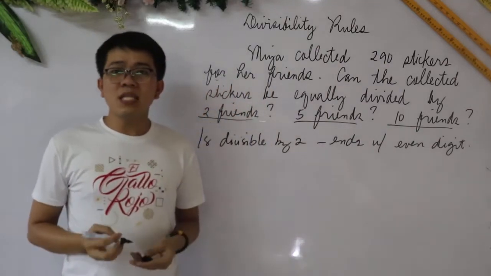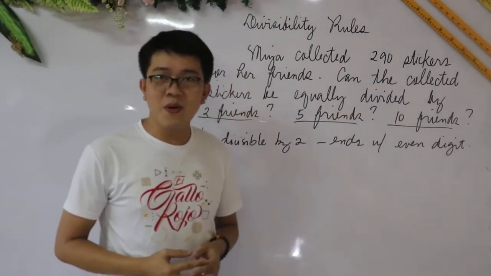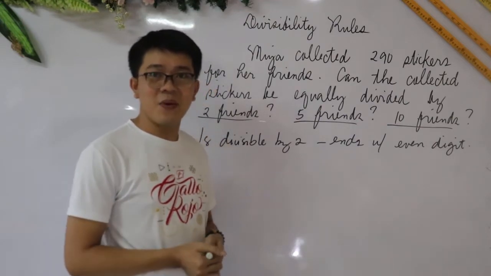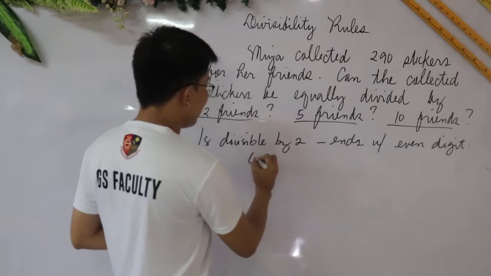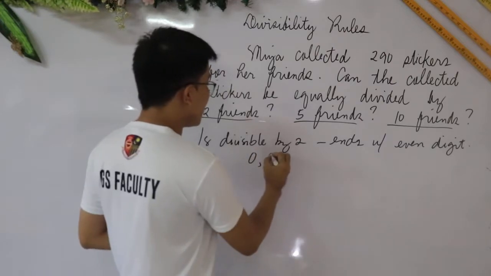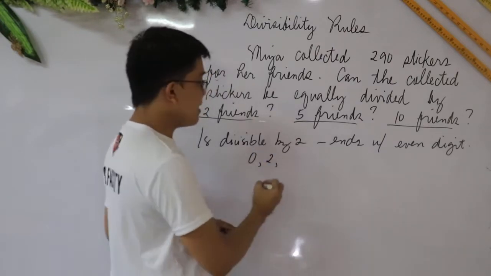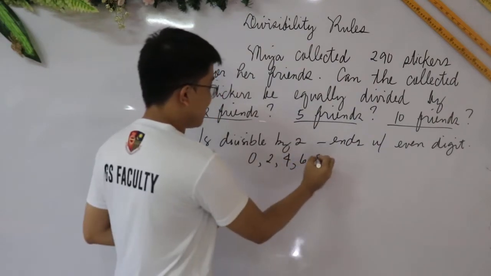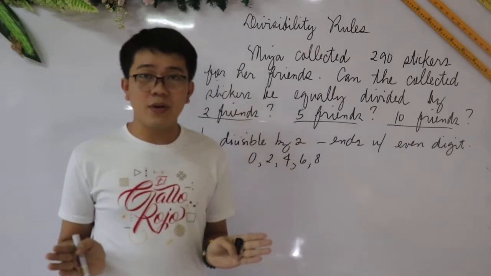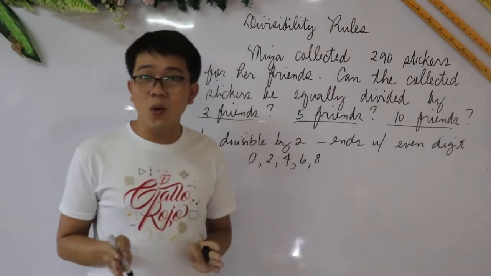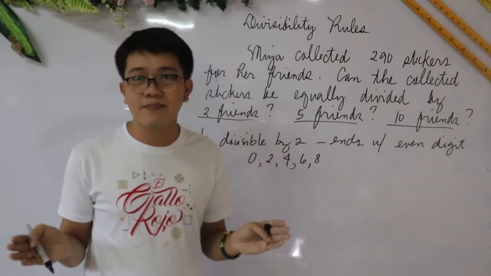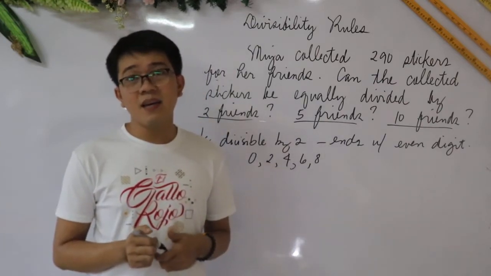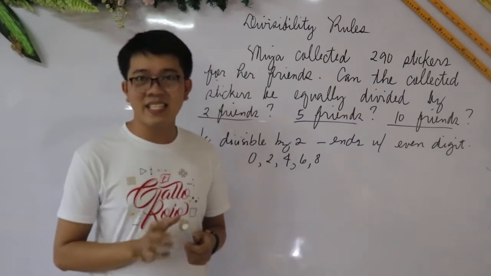Now, what are those even digits? Can you still remember your topic about odd and even? Yes, those are 0, 2, 4, 6, and the last is 8. When the number ends with 0, 2, 4, 6, or 8, then we can say that the number is divisible by 2. Let's try some examples.